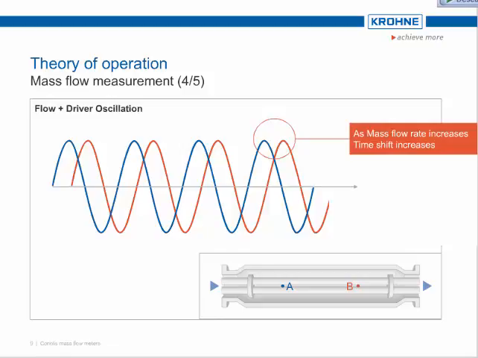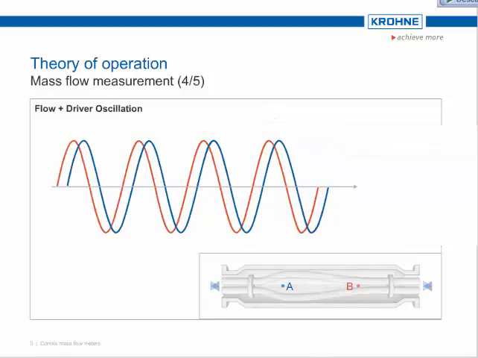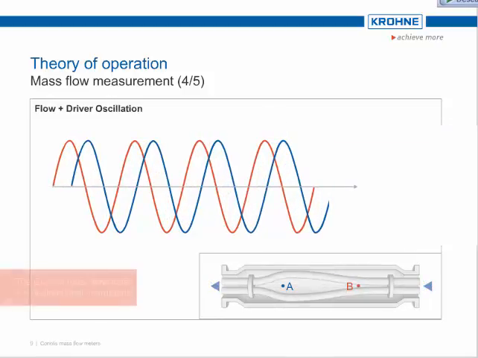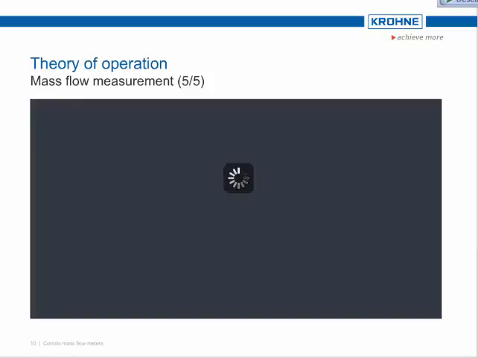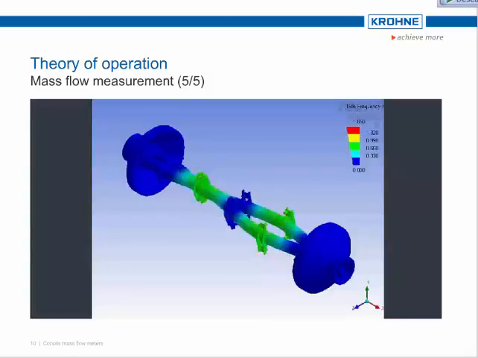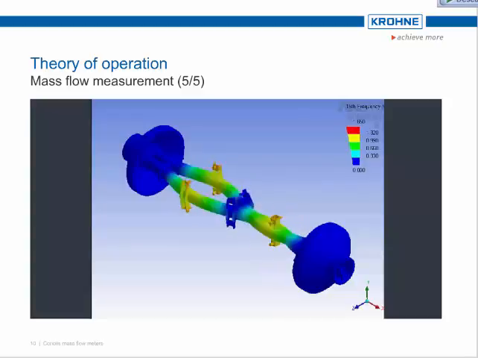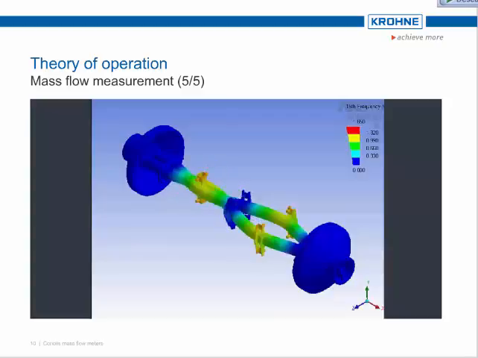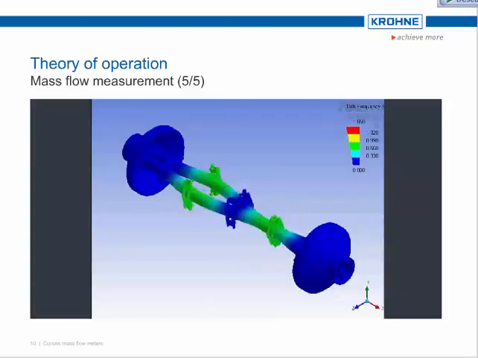The Coriolis mass flow meter, due to the symmetrical design, performs equally well with reverse flow, and is therefore a truly bidirectional instrument. We can now look at a simulation showing the true distortion of a twin straight tube Coriolis mass flow meter under operating conditions. Please note the distortion is exaggerated so the effect can be visualized.